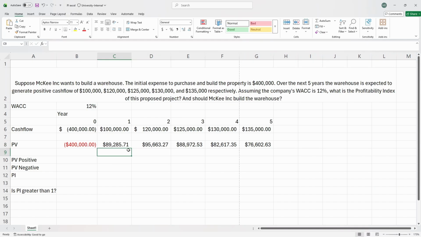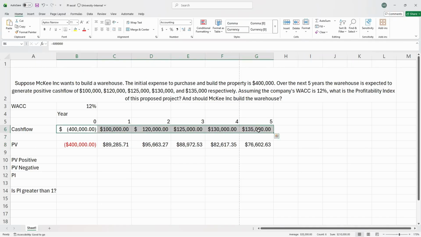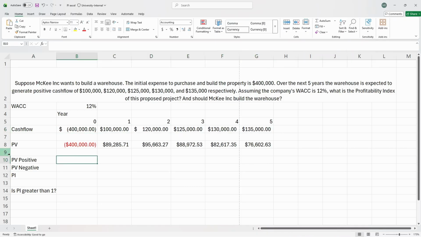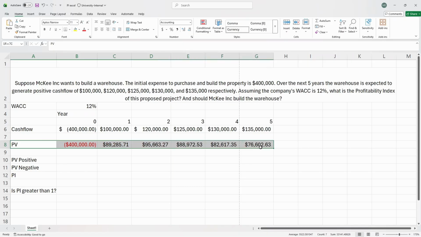So I'm getting my present values for each of these years. These are all brought back to year 0, and I multiply it by negative so it stays the same sign as my actual cash flows here. Maintaining the signs is important for the profitability index. Okay, so now I have my positive cash flows here and my negative cash flows all brought back to year 0. So I have them in present value terms.